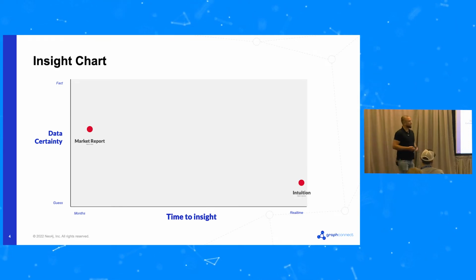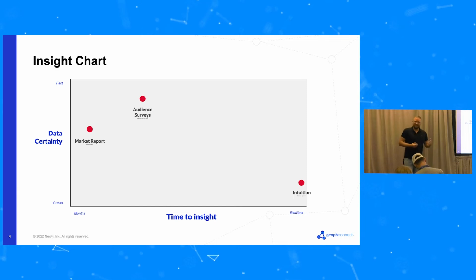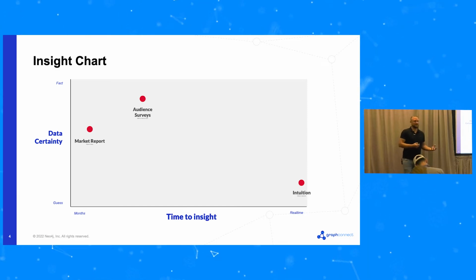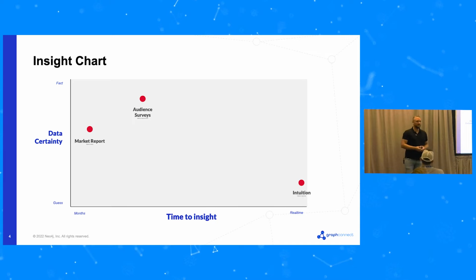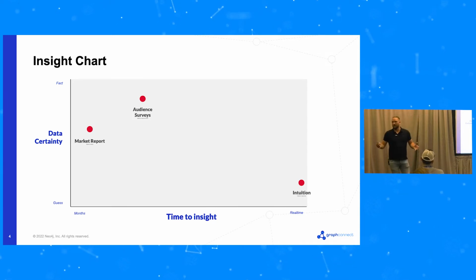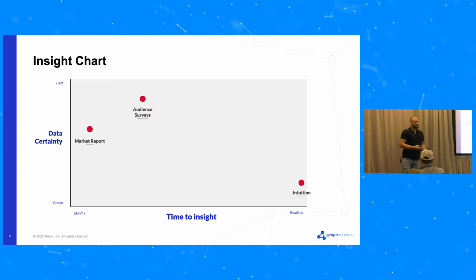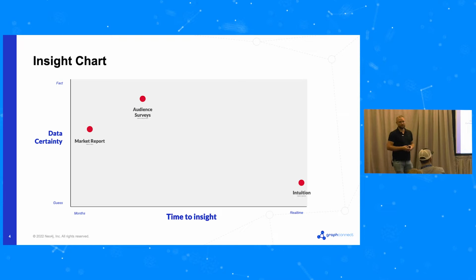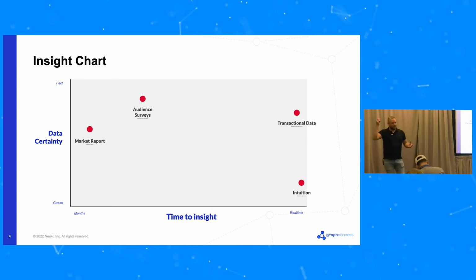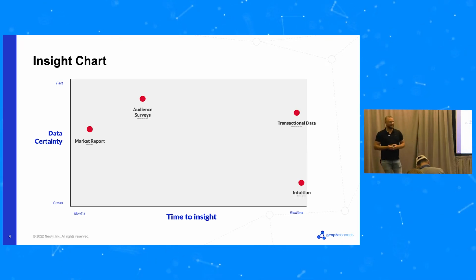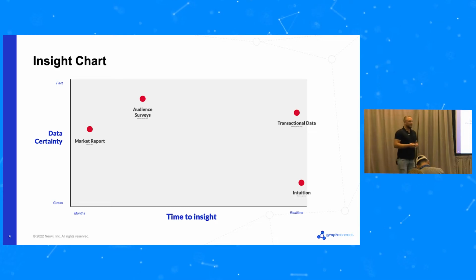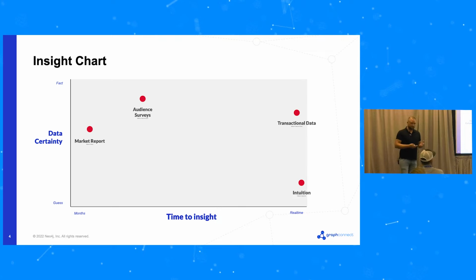The same thing goes for audience surveys. It is a little bit closer in terms of fact because you've actually talked to the customers, but still it takes way too long for it to be implemented into a brand for immediate action. Then we have transactional data, which is something that is coming up in all of the talks here at Graph Connect, because that is a good source of insights. But there is one more source, and that is the customer reviews.